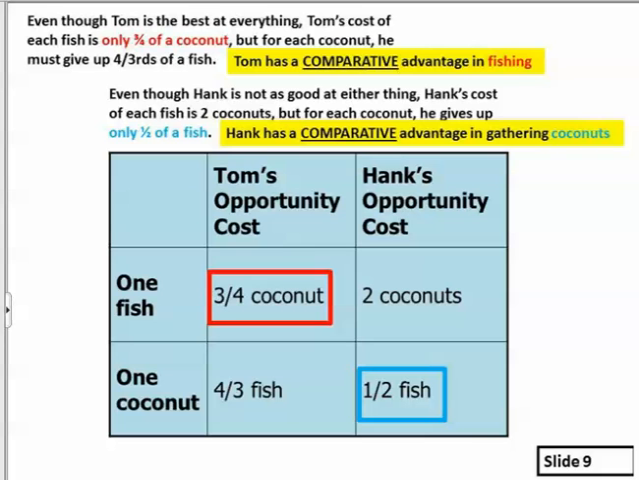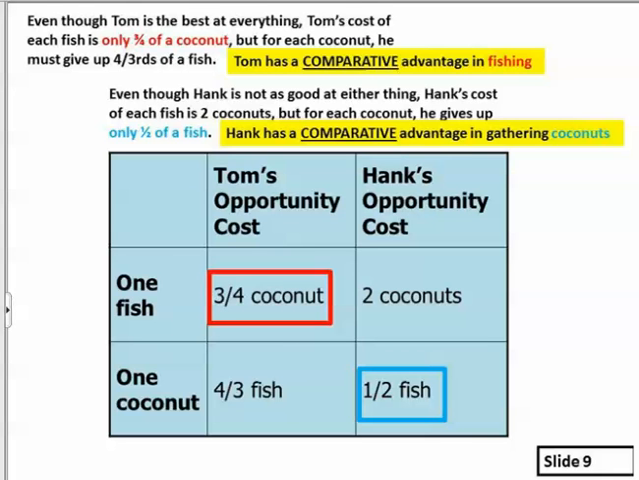And what we found was that although Tom is best at everything, that means he has an absolute advantage. He could do way more than Hank in either coconuts or fish. Okay. However, when we look at his marginal opportunity cost of getting fish, we find that his marginal opportunity cost is a lot lower.